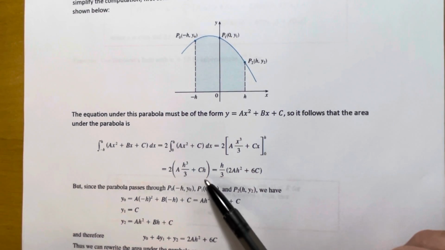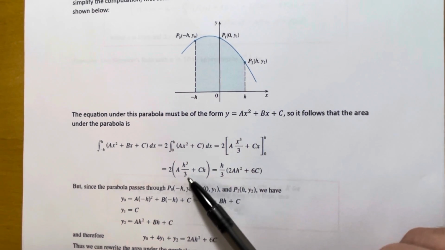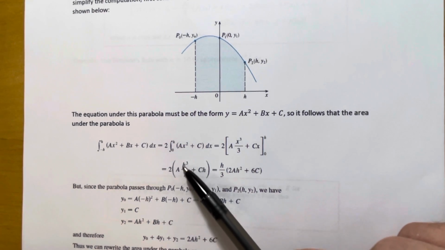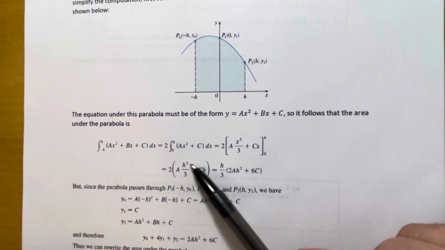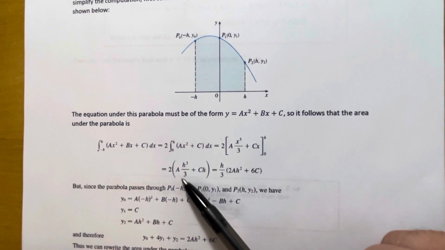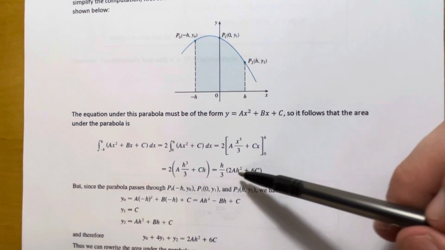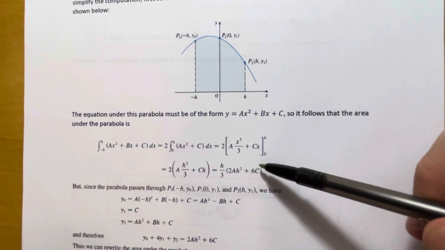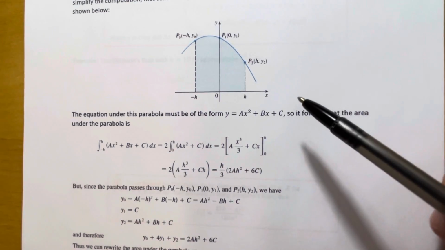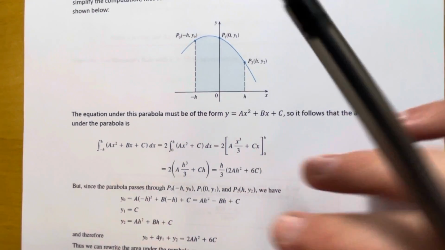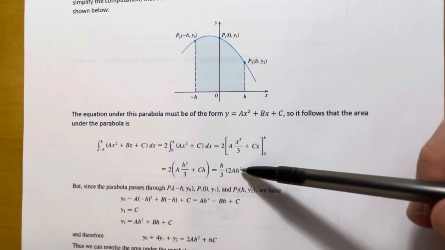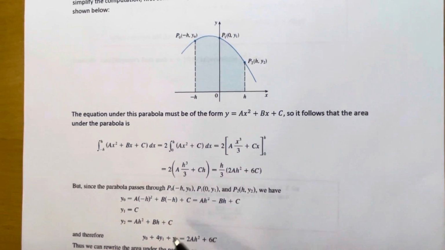Okay, so if I were to do all that, in fact, I'm going to do a little bit more. I'm going to factor an h over 3. Notice I have an h in each term. I'm going to pull that out, pull a 1/3 out, multiply the 2 in. I get this expression right here, h over 3 times 2ah squared plus 6c. Okay, now this is the area under that curve.